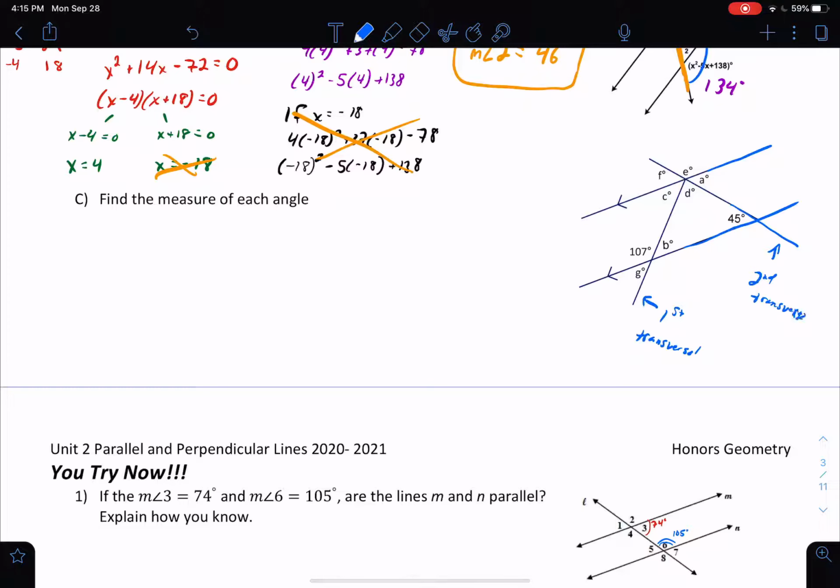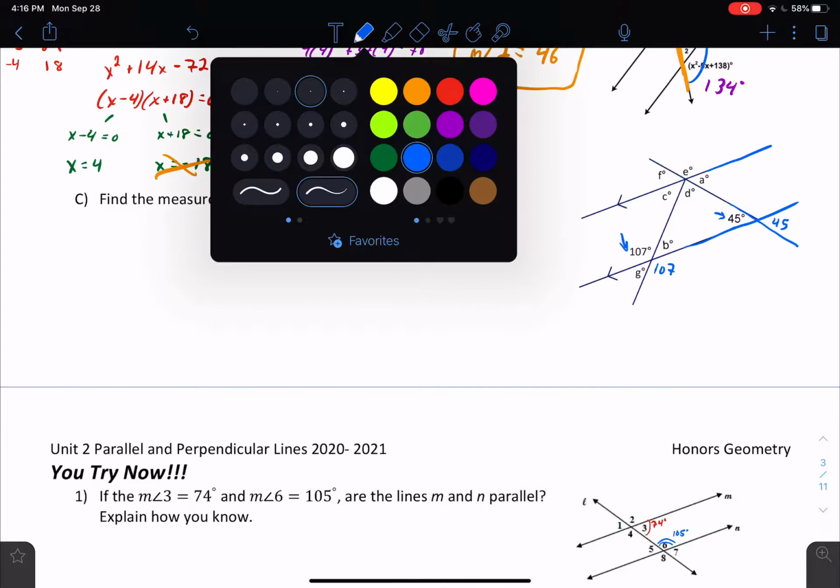So we have to be careful that we're not mixing up our numbers or anything going on. So what are we given? We are given, I'm going to erase these for now, this value of 107 and this value of 45. Okay? So I'm just going to start filling in what I know based off of the diagram. Well, I know vertical angles, so this has to be 107. Vertical angle for 45, so that's got to be 45. All right. Now, I'm going to start solving.